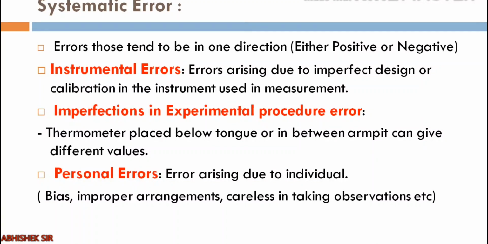And lastly, personal error. Error arising due to individual bias, lack of proper setting of apparatus, or an individual's carelessness, right? These also affect the measurement. Bias means any pre-thought that we keep while doing the experiment. Improper arrangement can also be there. That also depends on the skill, how skillful the person is, and carelessness in taking the observations can also affect it.